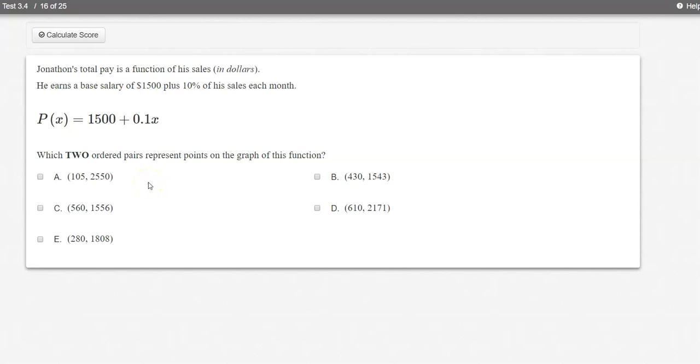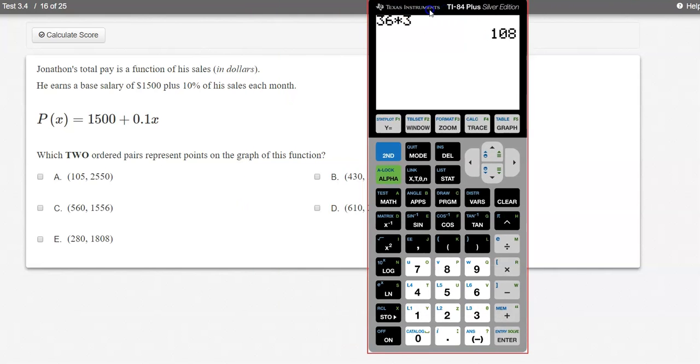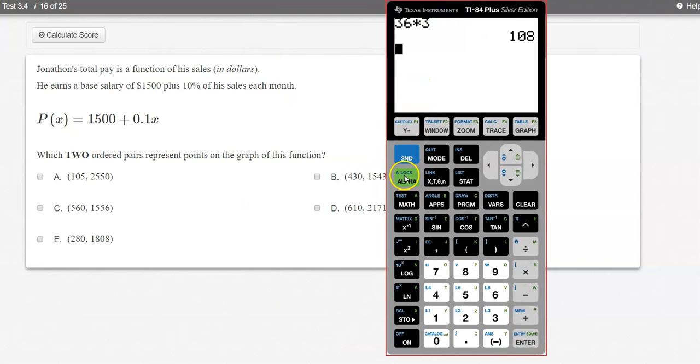Jonathan's total pay is a function of sales in dollars. He earns a base salary of $1,500 plus 10% of his sales. The 10% is represented by 0.1 in this function. Which 2 ordered pairs work? Well, this one is just simple calculation. So let's go and type this in the calculator. If we have 1,500 plus 0.1 times 105, which is my first answer choice, I do not get this amount out, so my output is incorrect.